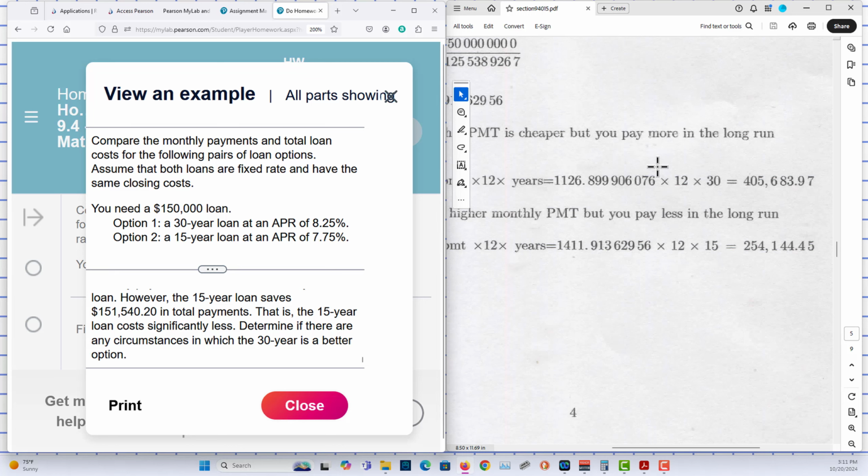And a lot of it depends on what your goals are. Having a lower monthly payment would mean you would have more money in your budget to do other things with. And it's possible that with a larger payment, you may have less money in your budget to do stuff with.